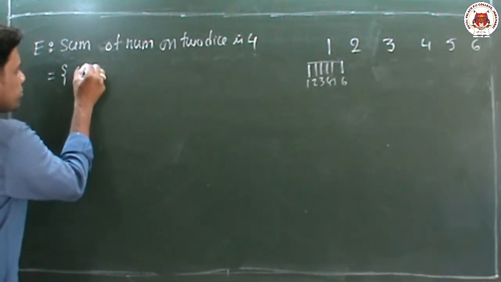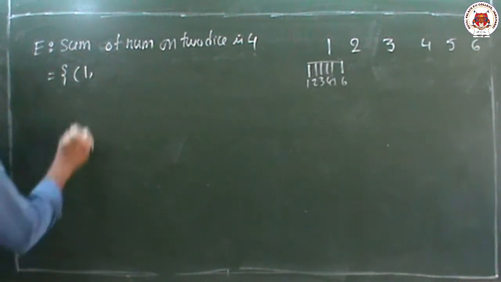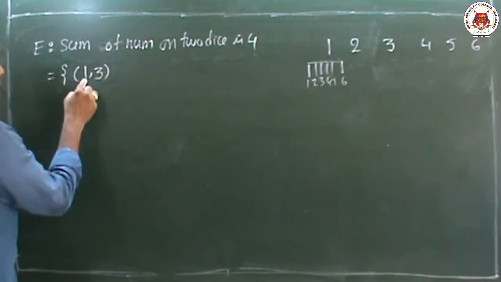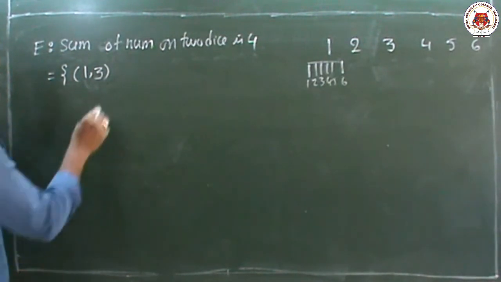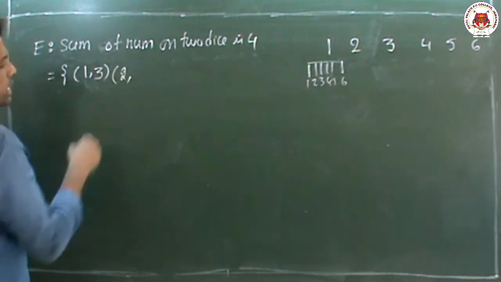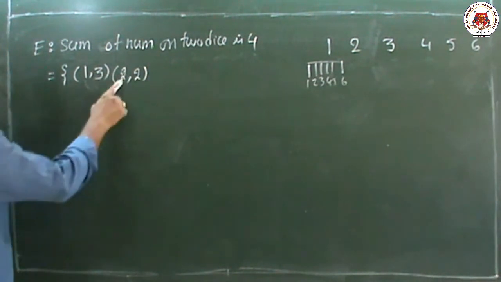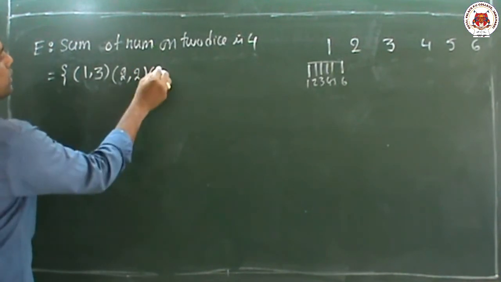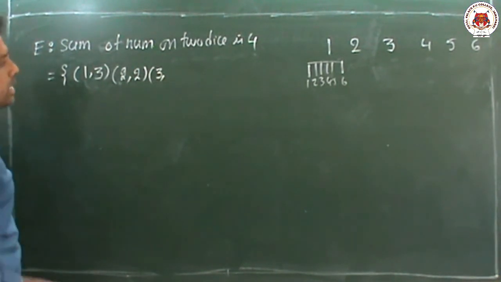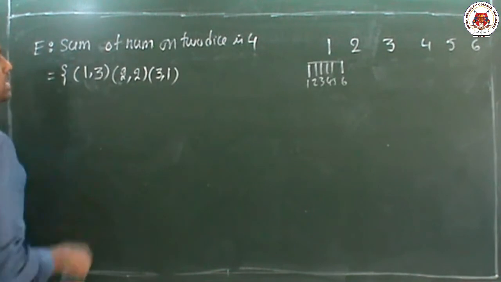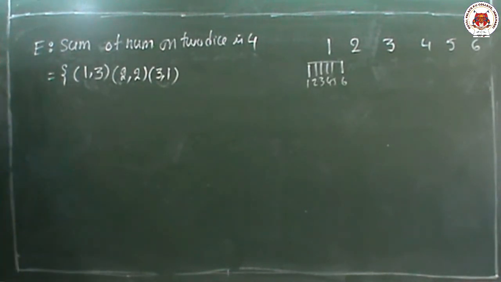Assume the first die has number 1. Then on the second die it must be 3, because 3 plus 1 is 4. Suppose the first die has the number 2, then the second die must also be 2, because 2 plus 2 is 4. On the first die suppose the number is 3, then on the second die it must be 1, then only 3 plus 1 is 4. Only these are the chances.